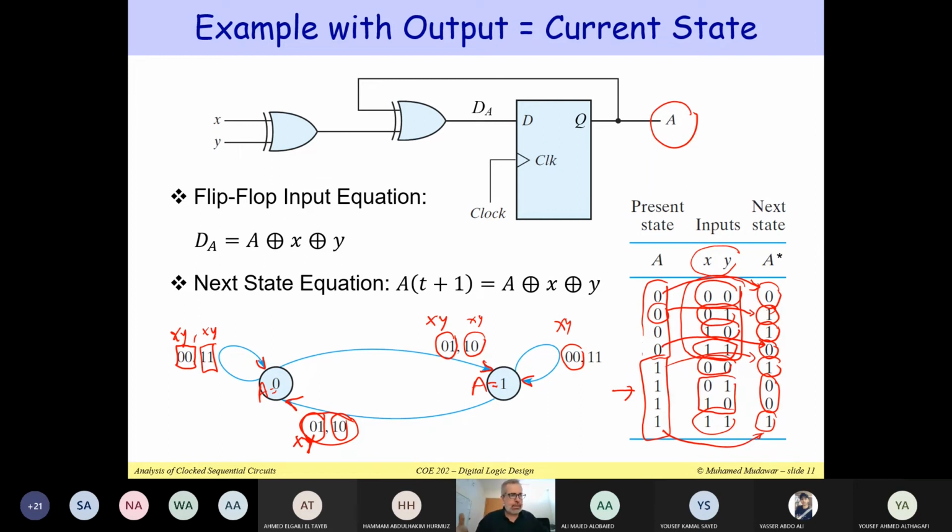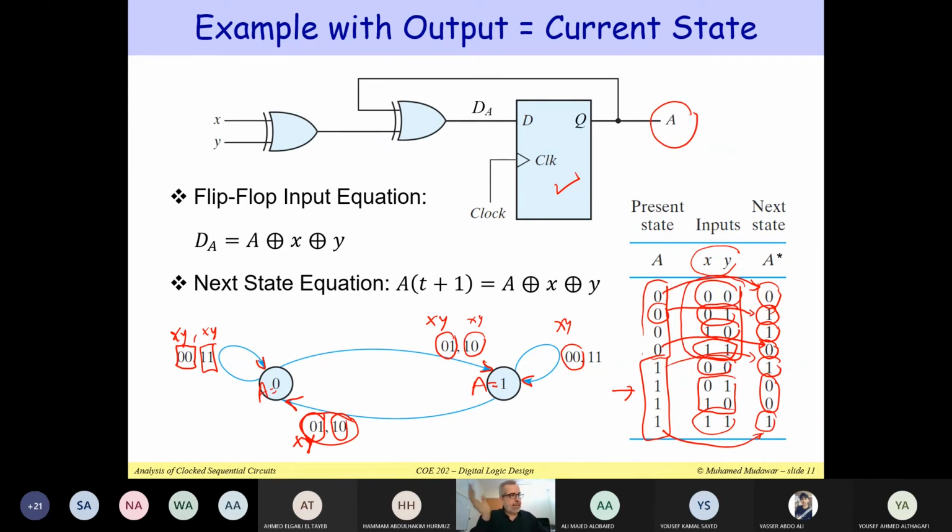So there are only 2 states because there is only 1 state variable. So this D flip-flop can only store either a 0 or a 1. So for this reason, we only have 2 states inside. We only have 2 states in the state diagram.